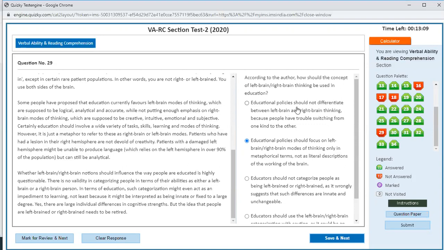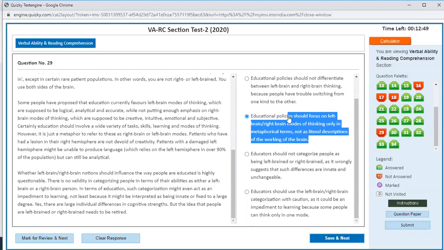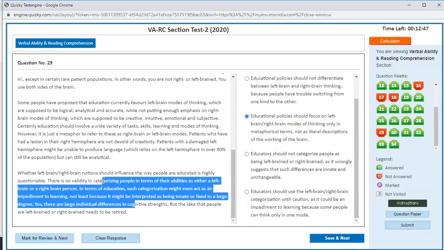Education policy should not differentiate. Okay, yeah. Because people have trouble switching from one. Okay, we're not talking about people having trouble to switch. Okay, A is definitely not the answer. B, education policy should focus on left brain modes of thinking only in metaphorical terms. बिल्कुल भी focus नहीं करना चाहिए is what this last paragraph is saying. बिल्कुल भी categorize मत करो.